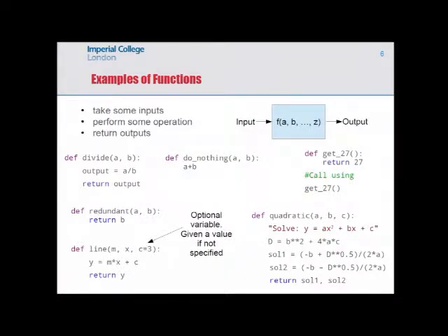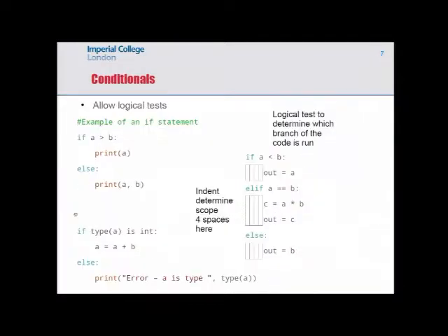And this is just an example of a slightly more involved function where we're solving a quadratic equation. We have a docstring that tells you what it does, and it gives you the solutions for that, which could be complex numbers if the root doesn't exist.